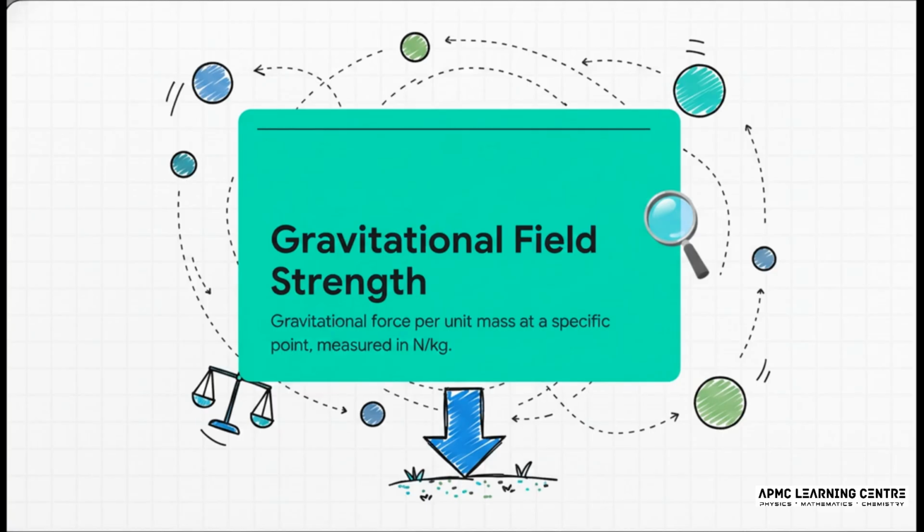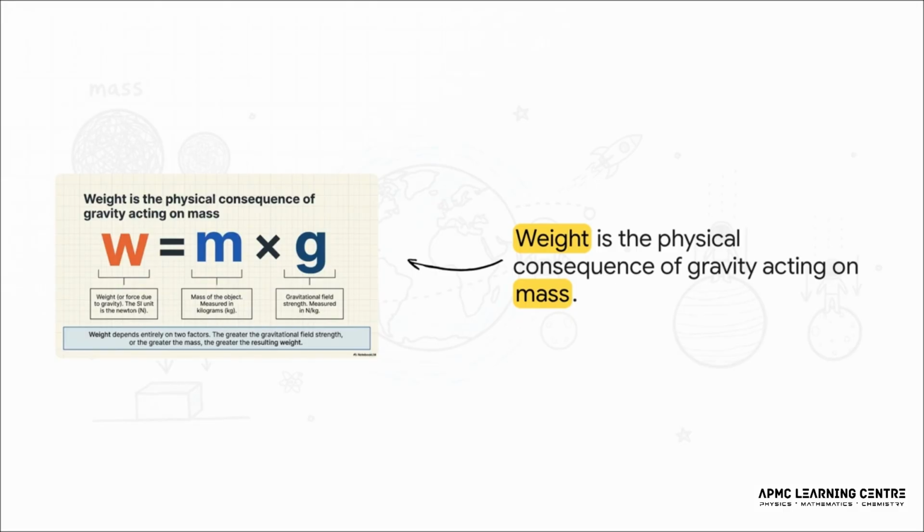We're essentially taking our blueprint from this grand cosmic scale and bringing it right down to the practical math of the ground we walk on. Which leads us perfectly to the core equation for this explainer. W equals m times g. Weight equals mass multiplied by gravitational field strength.